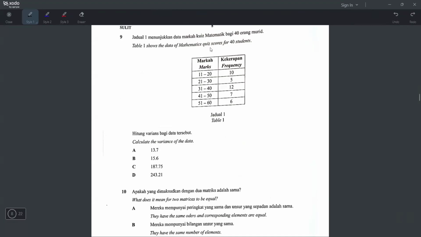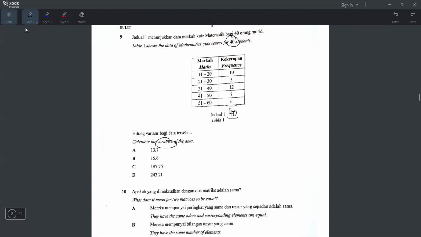Okay, number 9. Table 1 shows the data of mathematics quiz score for 40 students. This is measures of dispersion chapter, and it's the form 5 one, the group data. Because I see got class here, right? When there's class here, then it's a group data. Okay, they got mentioned for 40 students. So definitely the total frequency is 40. Okay, now it says calculate the variance of data.